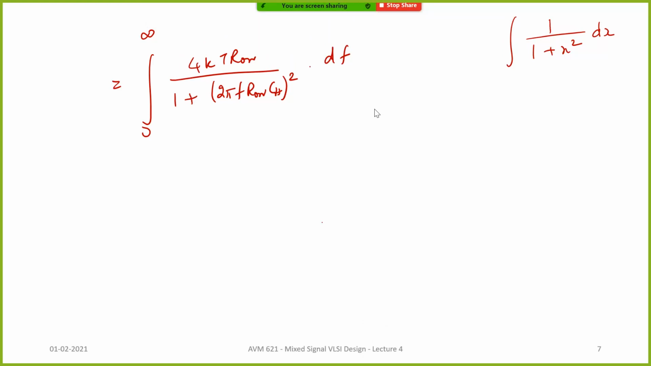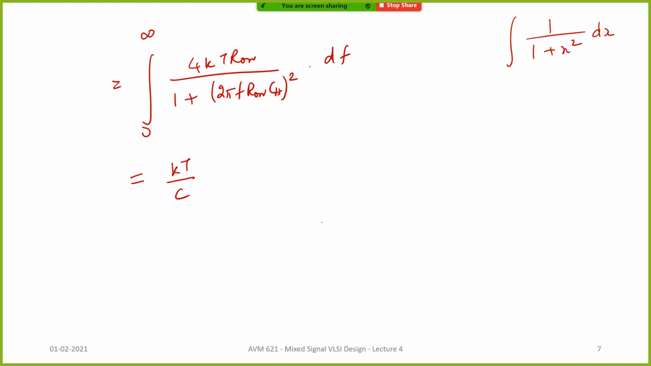So if you integrate the form 1 by (1 plus x squared) dx, you will get tan inverse. You can substitute the limits. Basically, you can try to do this and then see. The final result is kT by C. I would encourage you all to work out this simple integration.